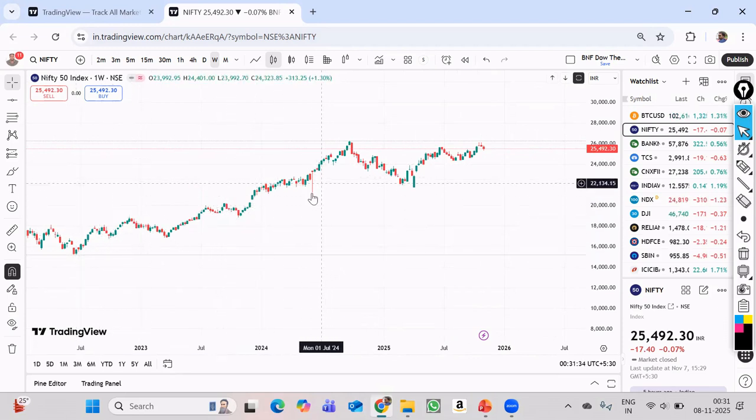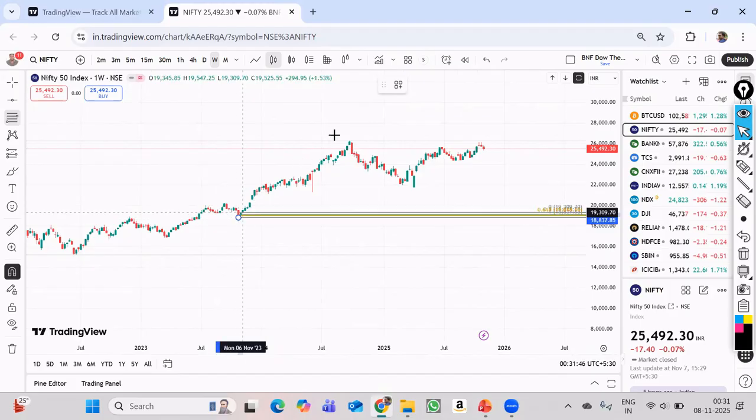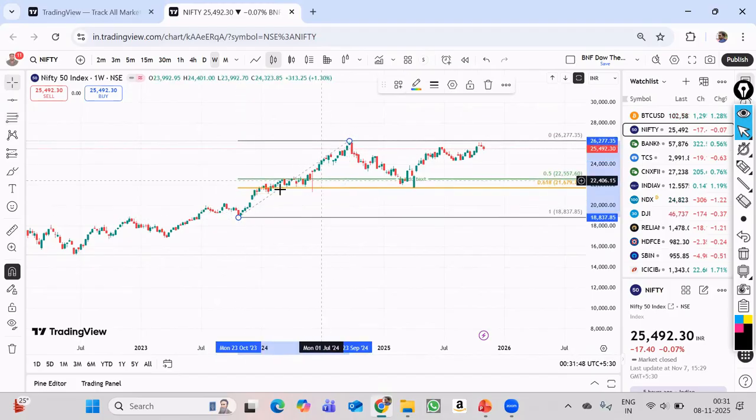Okay. And here it gave a dip and then it did a price correction until here. So the same level that we marked before. Sorry. So if you mark from here to here, you know that the market has taken support at the 0.618 level and then it again bounced back.